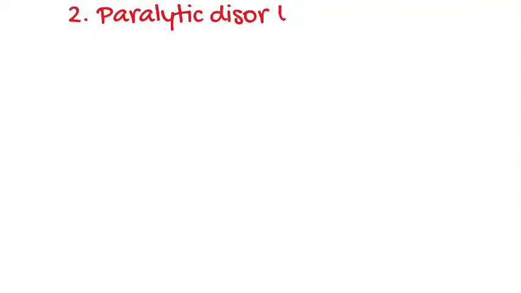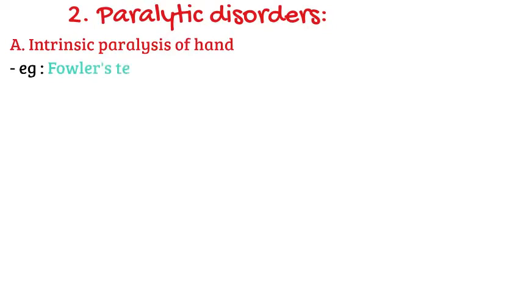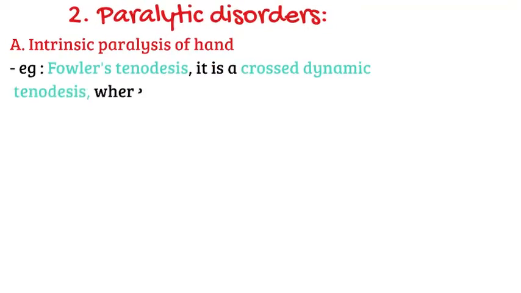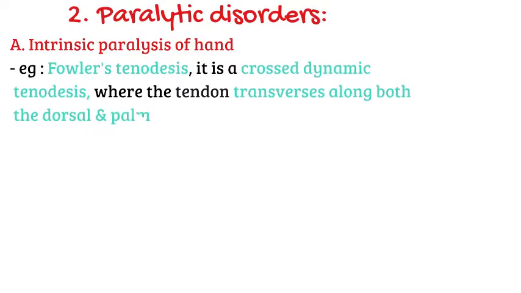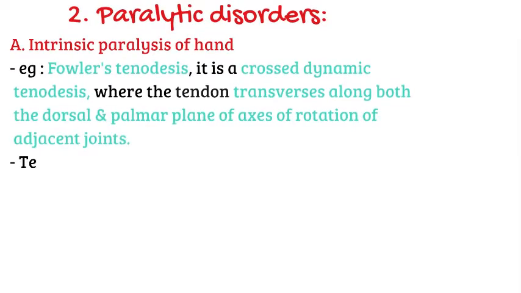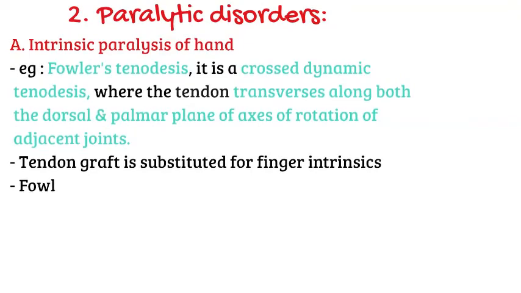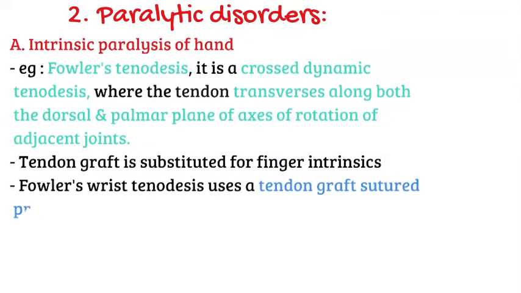Indication for tenodesis number 2: in paralytic disorders. Example A, in intrinsic paralysis of the hand. Example is Fowler's tenodesis. It is a cross-dynamic tenodesis where the tendon traverses along both the dorsal and palmar plane of the axis of rotation of adjacent joints.